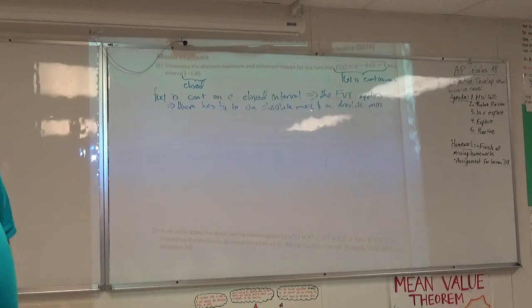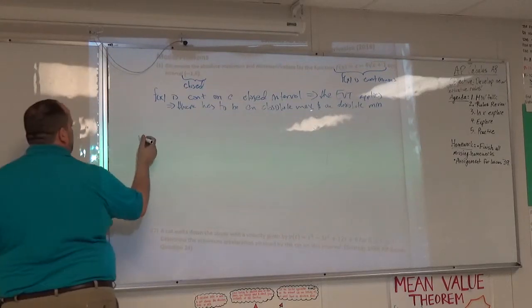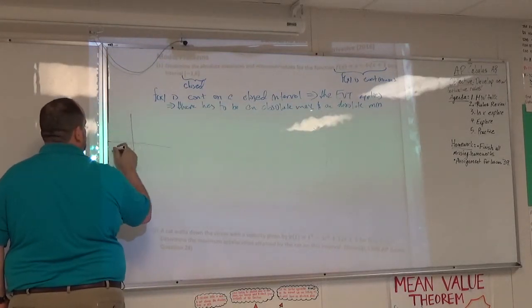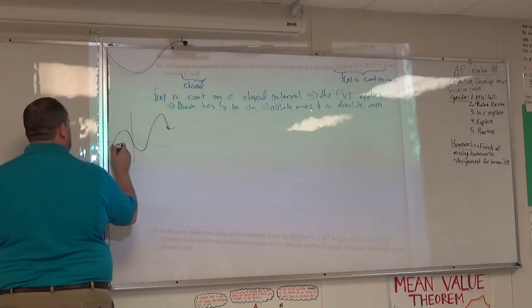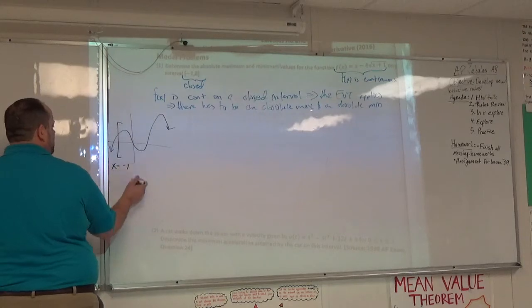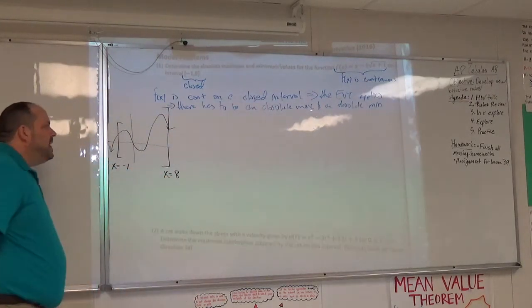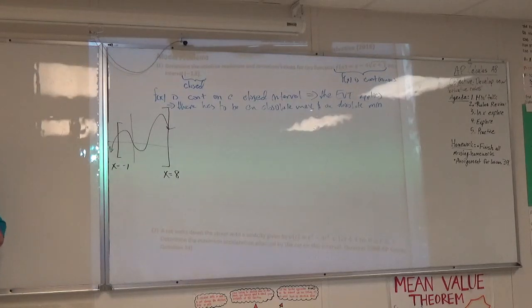Where does the absolute maximum occur? There's really only 2 places. If I think about any continuous function, I don't even know what this graph looks like, but I'm just going to sketch something. If this is my interval over here, from -1 to 8, there's only a couple of places I would ever look for an absolute max.